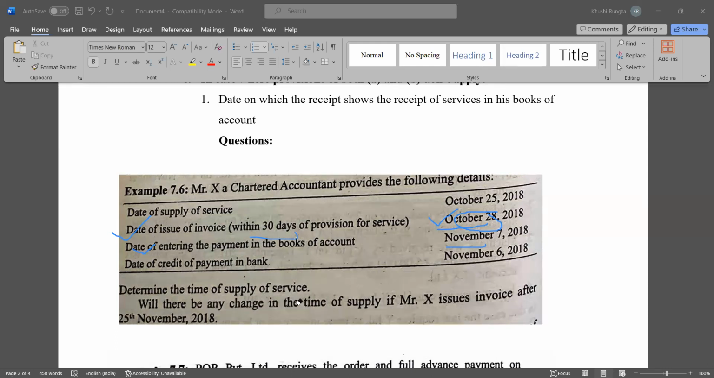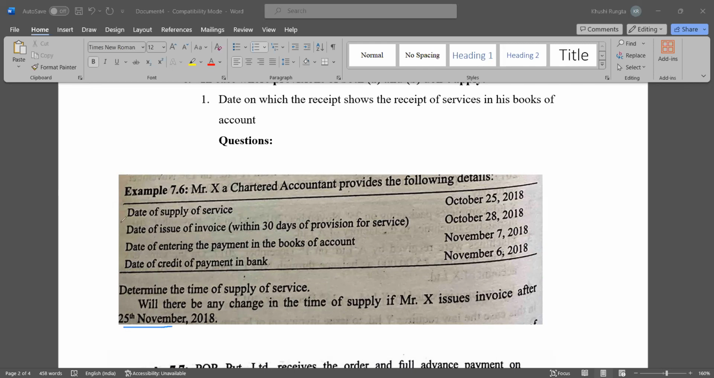Will there be any changes in the time of supply if Mr. X issued invoice after November 25th, 2018? Now, if he issues after November 25th, what is it? It will cross the 30 days, right? It is crossing 30 days.